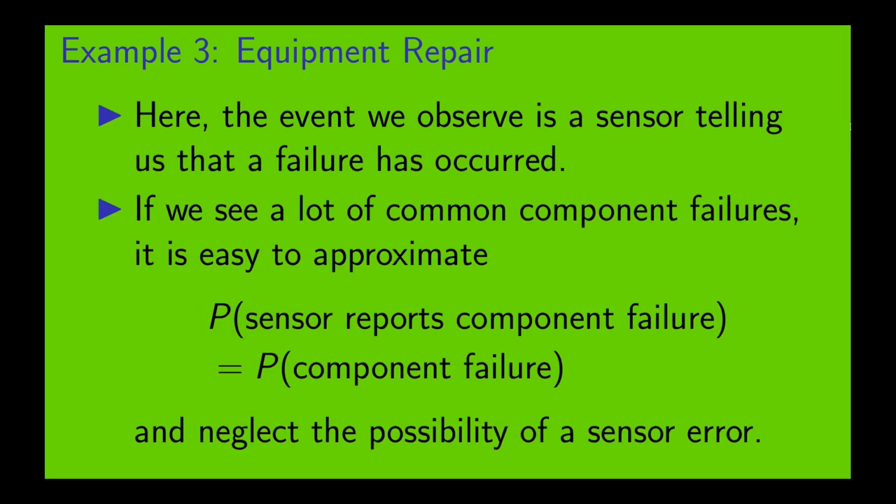In this scenario, the event we observe is a sensor telling us that a failure has occurred. If we see a lot of common component failures, it is really easy to approximate the probability of a sensor reporting a component failure as being equal to the probability that that component actually fails, neglecting the possibility of a sensor failure.